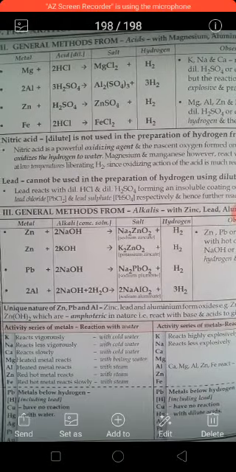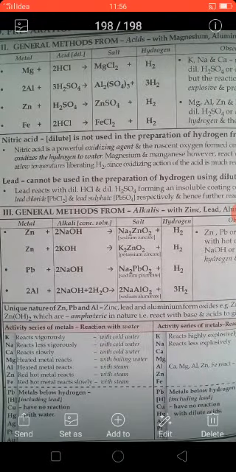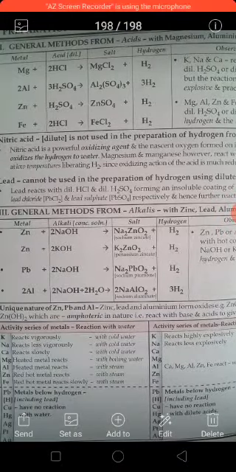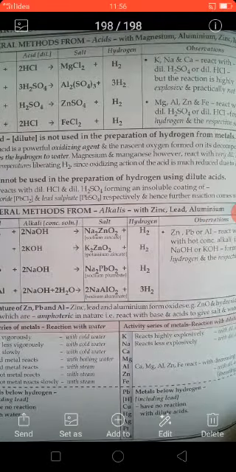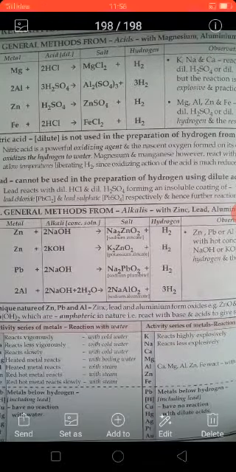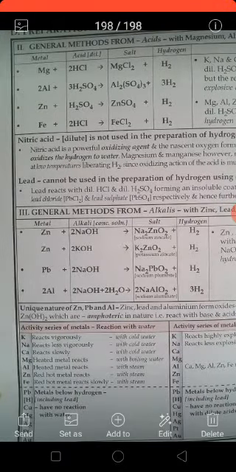hydrogen. Reason: we don't use nitric acid because nitric acid is a powerful oxidizing agent, and the nascent oxygen, meaning freshly prepared oxygen, formed in its decomposition, oxidizes hydrogen to water. It will not let hydrogen be released during the reaction. Whenever hydrogen is released, it converts that hydrogen into water. Which one? Nitric acid, because nitric acid is a powerful oxidizing agent. We will study the oxidizing agent in this chapter itself.